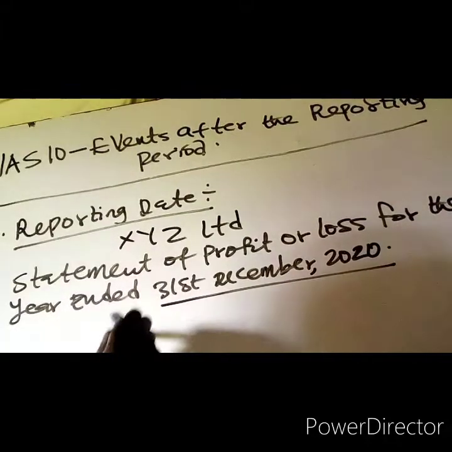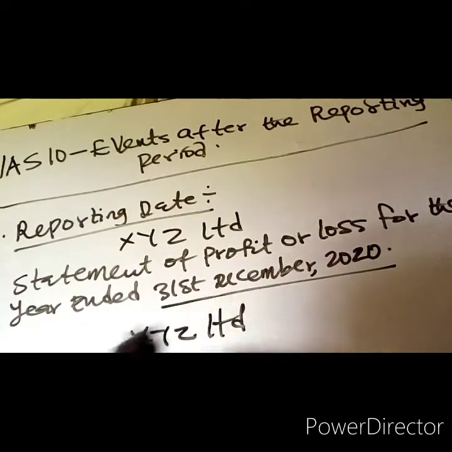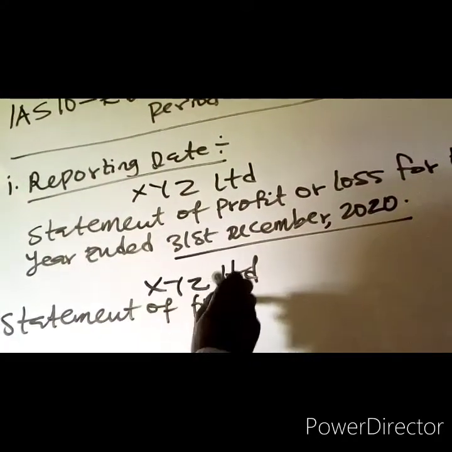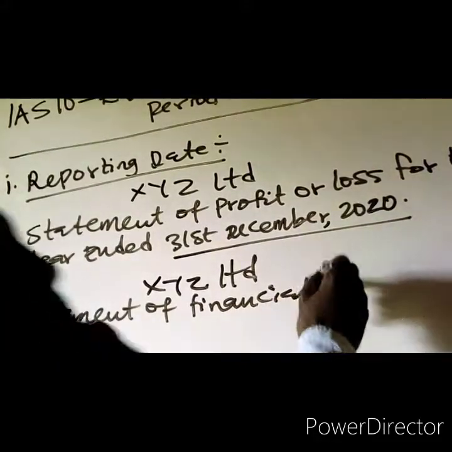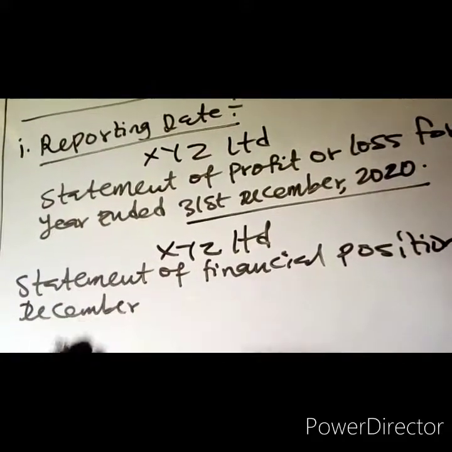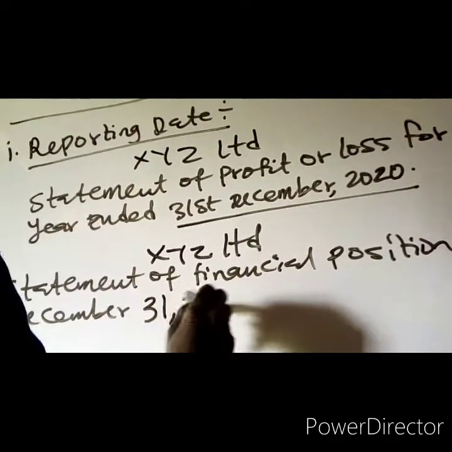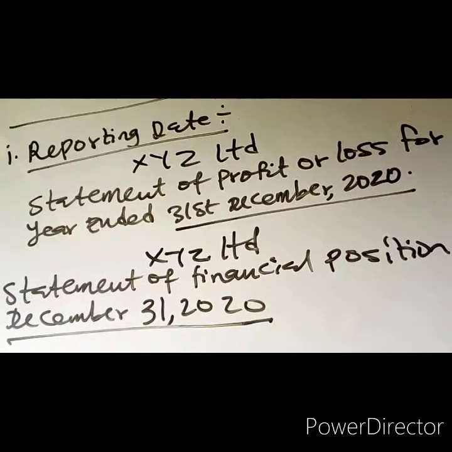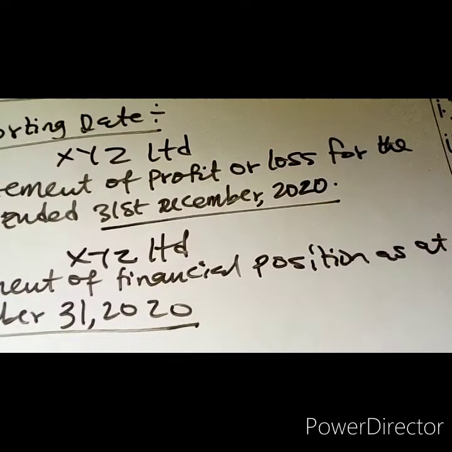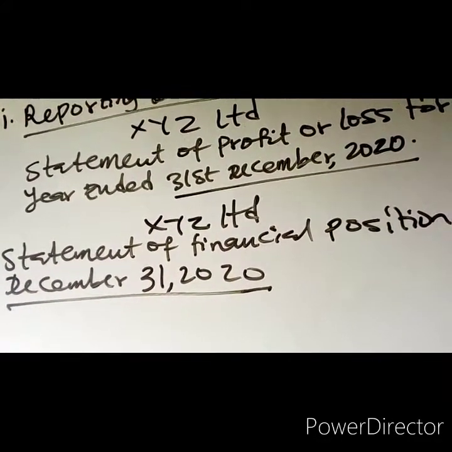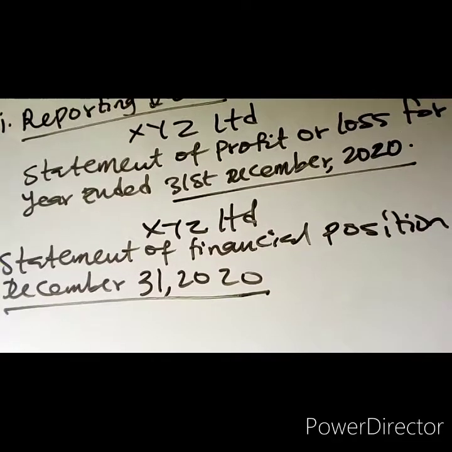If it is statement of financial position, we are going to have it as XYZ Limited statement of financial position as at December 31st, 2020. The reporting date is December 31st. The date in which the financial statement is presented is said to be the reporting date.